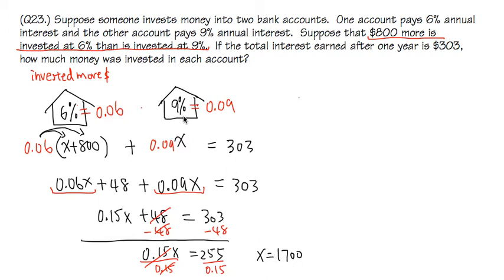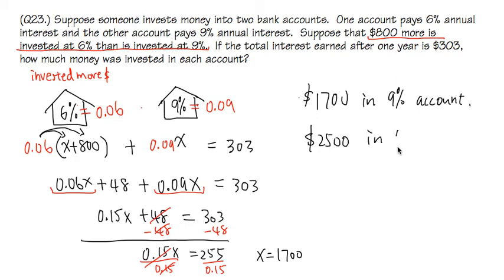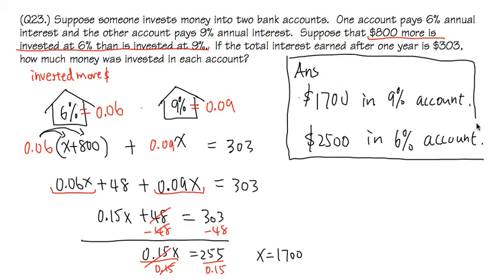So what that means is you're putting $1,700 in here. So I would just say $1,700 in the 9% account. Well, for the 6% account, you're putting $800 more. So I just need to add 800 to the 1,700. So that will be $2,500 in the 6% account, like that. And there we go. Here is the answer. That's it.